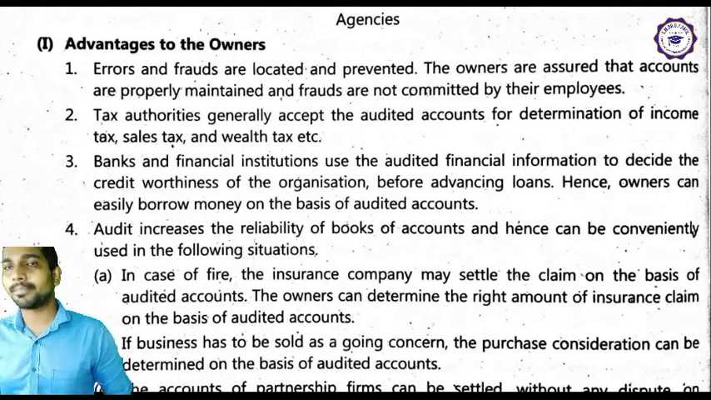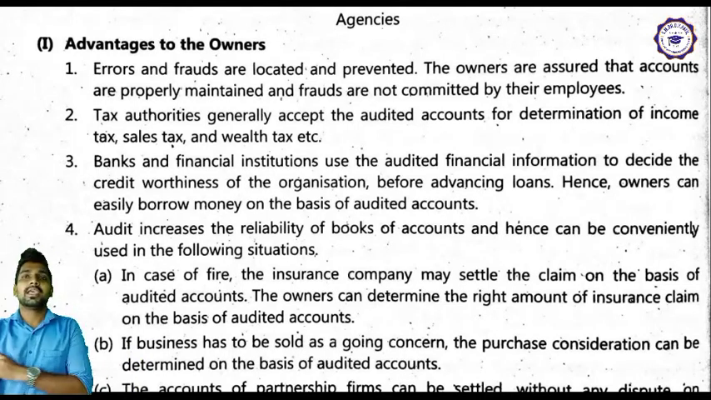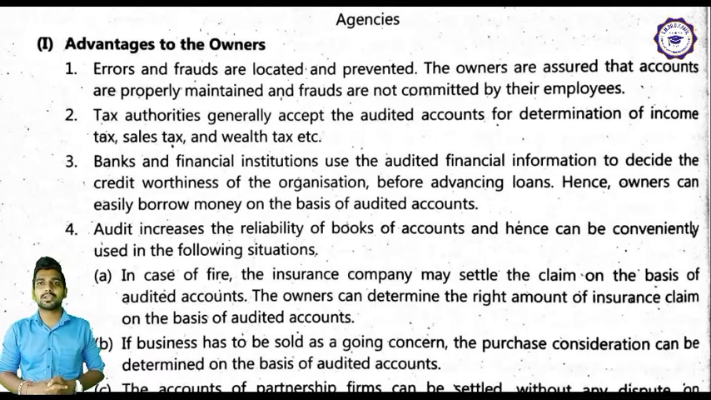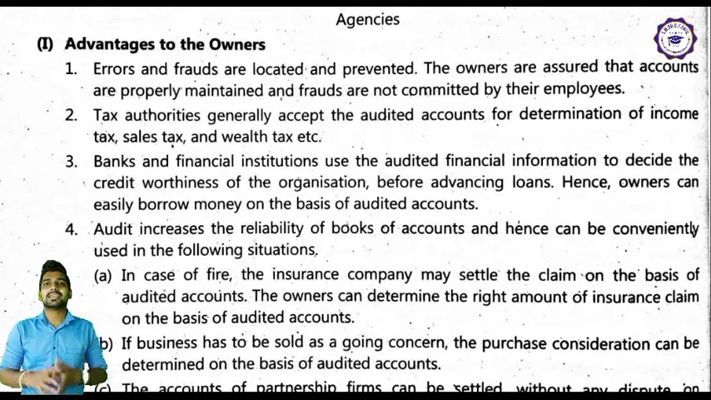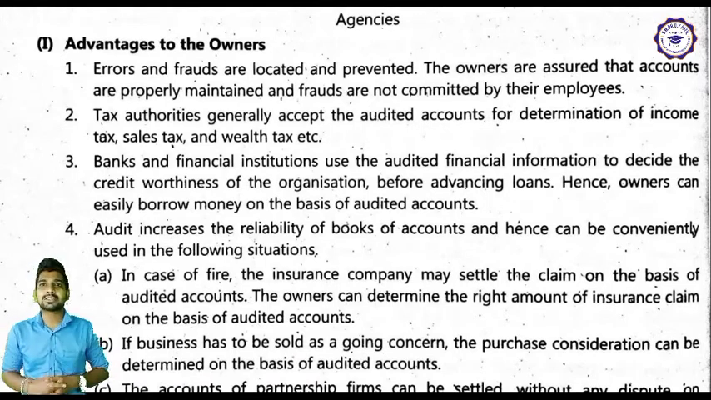Now let's see further examples. In the case of accounts, the partnership firm can be settled without any dispute on the admission, retirement or death of a partner, as disputes can also be settled with the help of audited accounts. And the next one is, auditing can help the owners in deciding about the efficiency and the honesty of the employees, and accordingly it can assist in taking the right decision concerning the dishonest and inefficient employees.